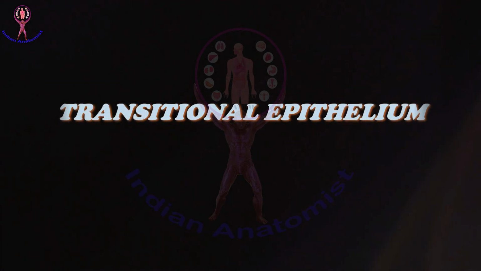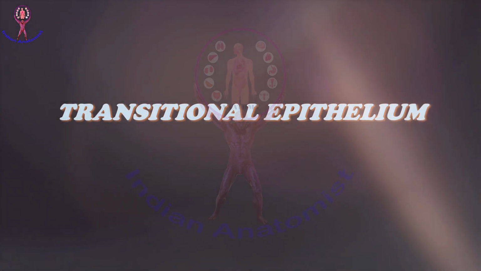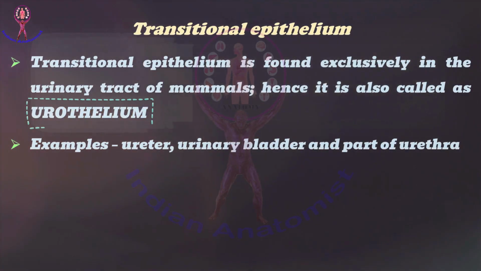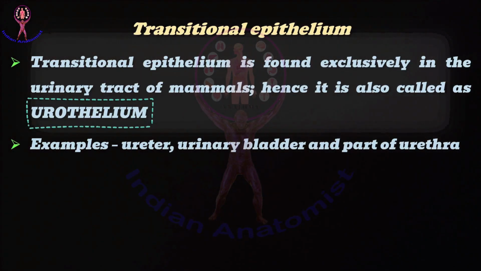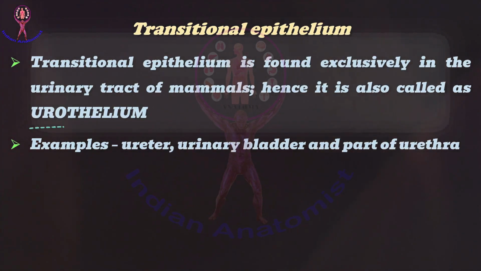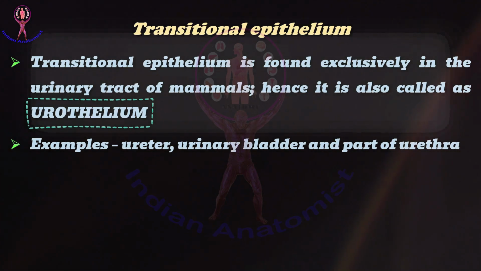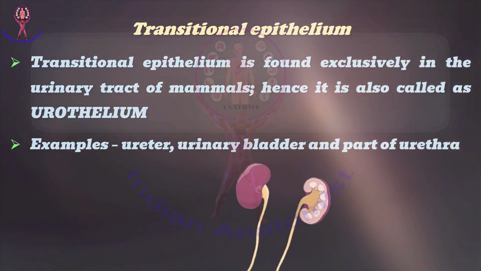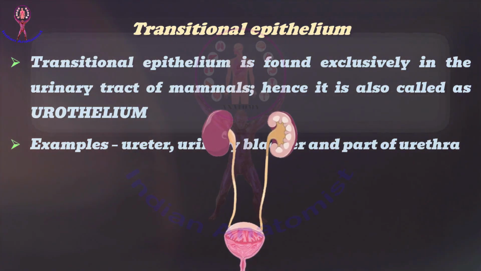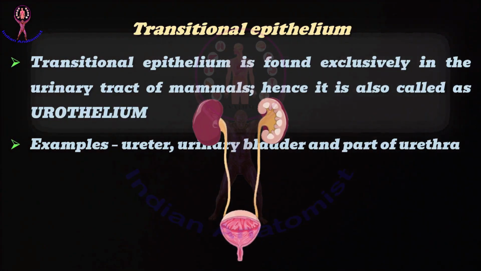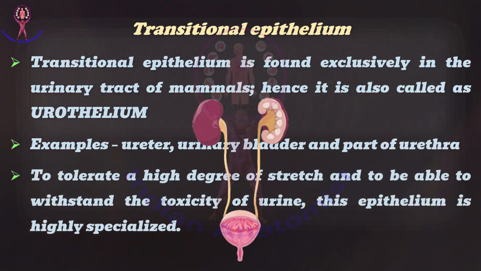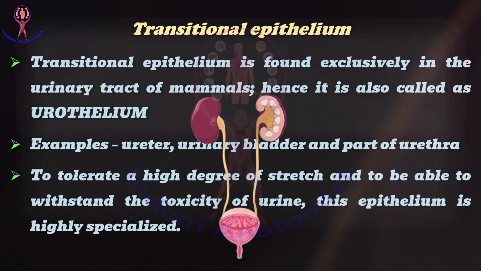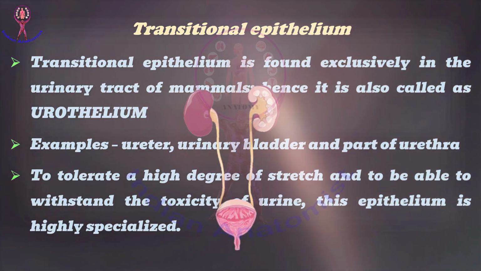Next, I'll explain the transitional epithelium. Transitional means changing into. In mammals, transitional epithelium is only present in the urinary system, hence also called urothelium. Urinary bladder, ureter, and prostatic urethra are excellent examples. This specialized epithelium can survive urine toxicity and extreme stretching.